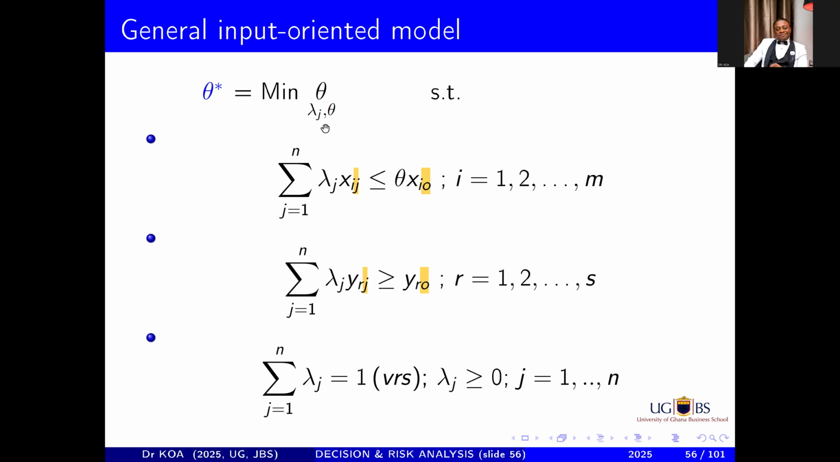So this is a general form, what sometimes you see in journal papers, but you know where it's coming from. We took a specific example and we demonstrated what it is. This is a minimization linear programming primal model, also called the envelopment model, in DEA parlance.